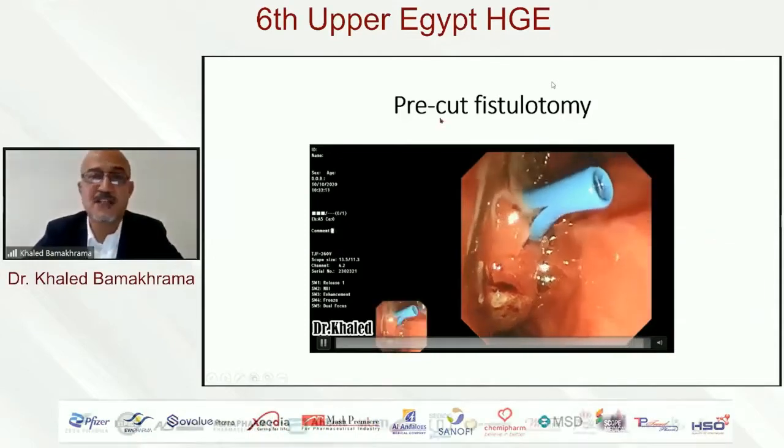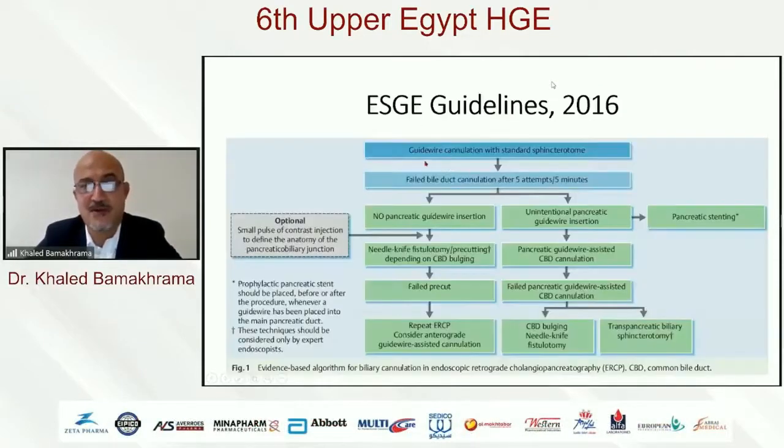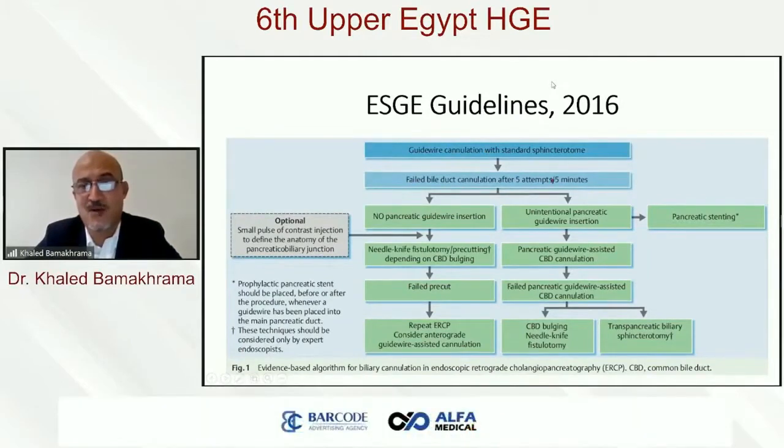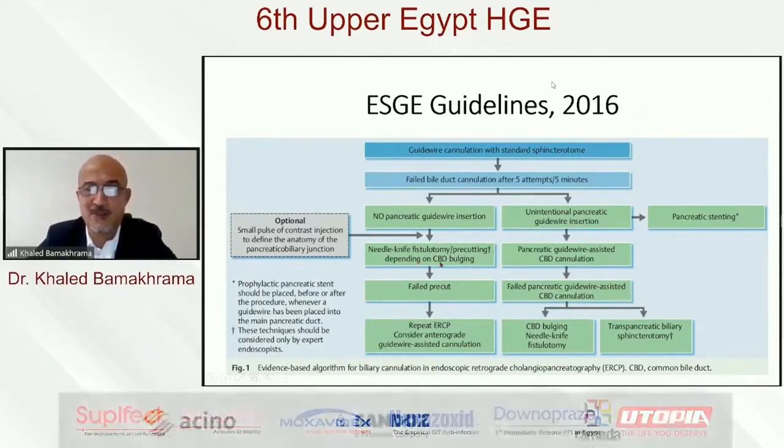So the ESGE guidelines in 2016 came with this algorithm. If you have a patient with failed bile duct cannulation after 5 attempts or 5 minutes for the ESGE, I prefer to put it at 10 minutes with the international consensus. If no pancreatic guide wire was inserted, then you have 2 ways: fistulotomy or pre-cut needle knife papillotomy.